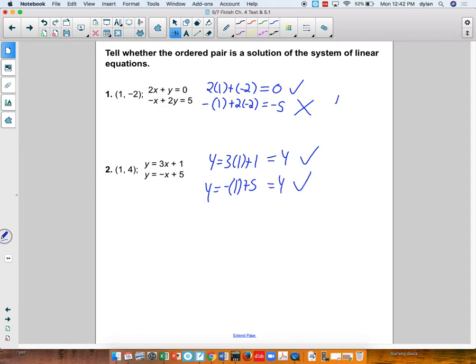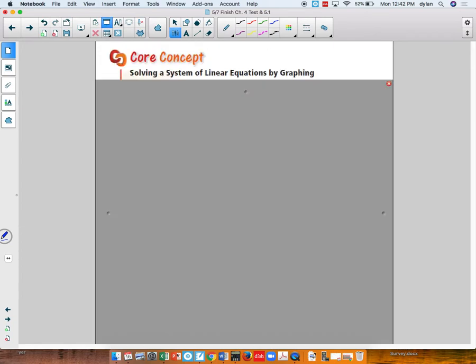So in this case, the first one does not have an ordered pair that works for both. The second one does. That second ordered pair 1 comma 4 is the intersection point for those two lines. So if we want to think about an overarching summary of what we're working on today, basically we have 3 steps in order to graph a system of linear equations and solve it.